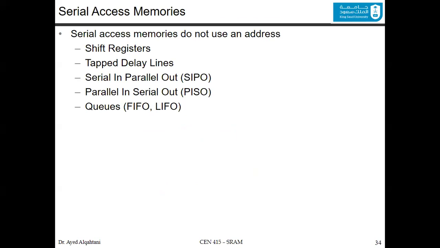Now we will talk about the other subject that we need to focus on in this slide. The main part that we needed to talk about is already covered, which is the SRAM. And we covered it with all of its components. Now we will just talk quickly about the serial access memory. The serial access memory does not use an address, like the shift registers, the tap delay lines, CPO, PISO, and the queues, which are FIFO and LIFO.